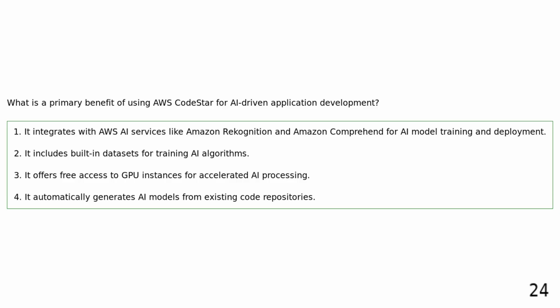What is a primary benefit of using AWS CodeStar for AI-driven application development? It integrates with AWS AI services like Amazon Rekognition and Amazon Comprehend for AI model training and deployment. It includes built-in datasets for training AI algorithms. It offers free access to GPU instances for accelerated AI processing. It automatically generates AI models from existing code repositories.